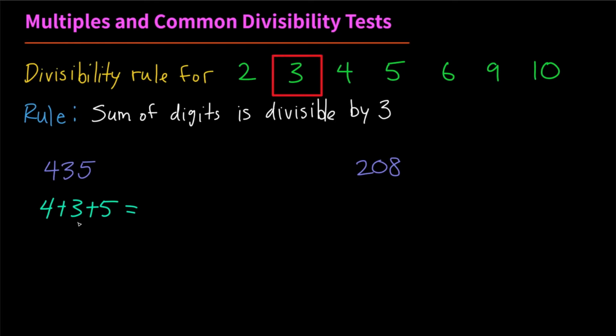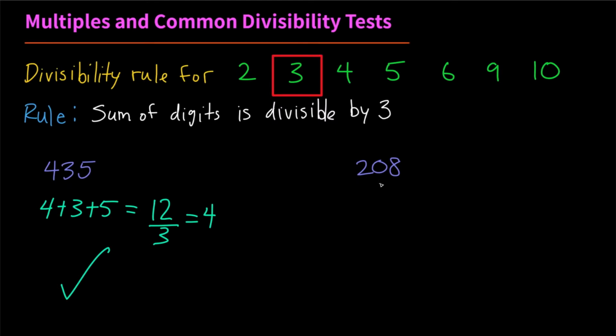We have 4 and 3 is 7, plus 5 is 12. We can do this again by adding the digits, or we can stop here and see if 12 is divisible by 3. If 12 is divisible by 3, then 435 is a multiple of 3. We can divide 12 perfectly by 3, because that equals 4. That means 435 is a multiple of 3.